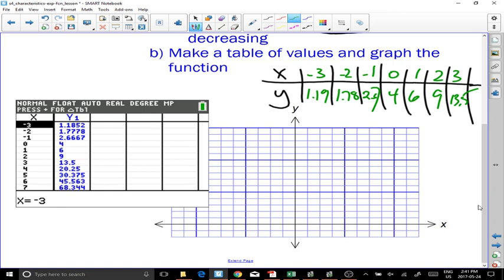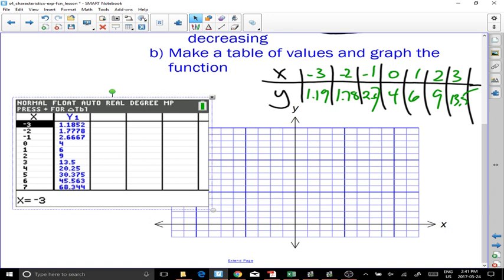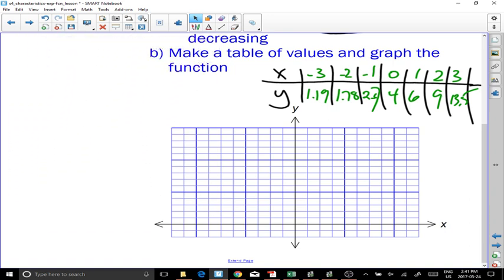And I don't have much more room, so I think I'm going to stop right there, and I'll go ahead and just flip that up there because I don't need that anymore. There's our table of values.